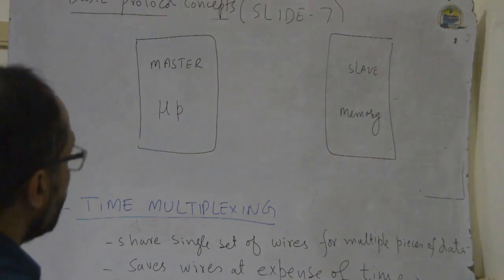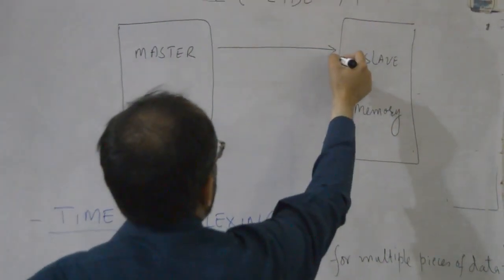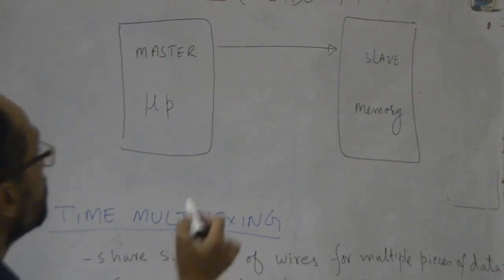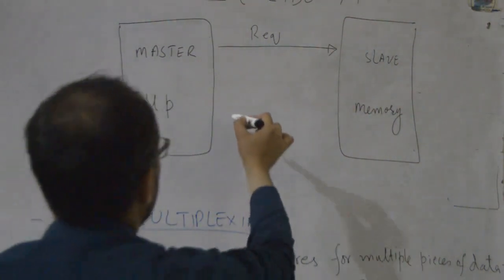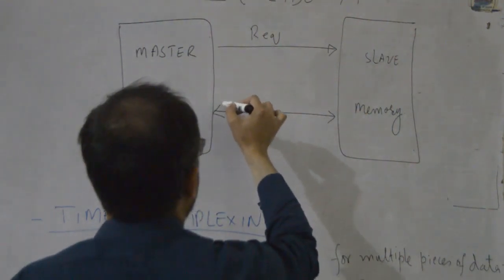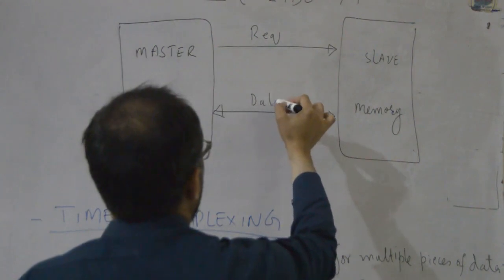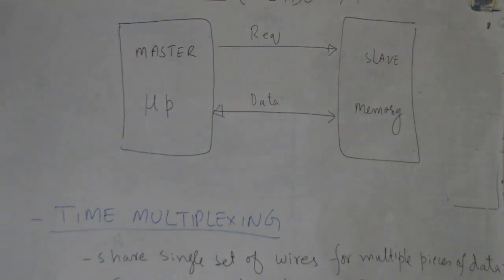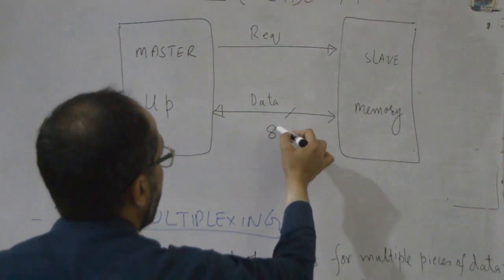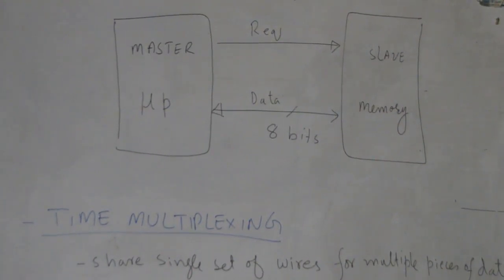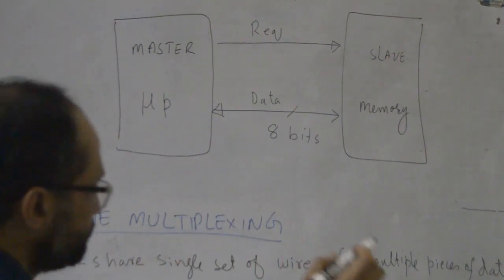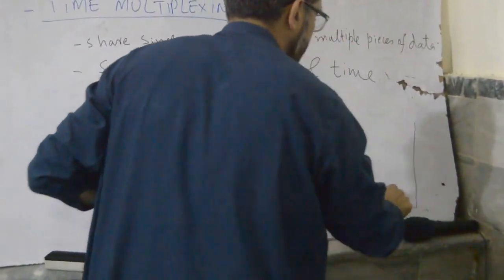Now within this master and slave, there is one signal that is request and another signal that is data. So now let's assume that the size of this data bus is 8 bits, and we want to read 16 bits of data from memory. So let's assume in memory we want to read some 16 bits of data.